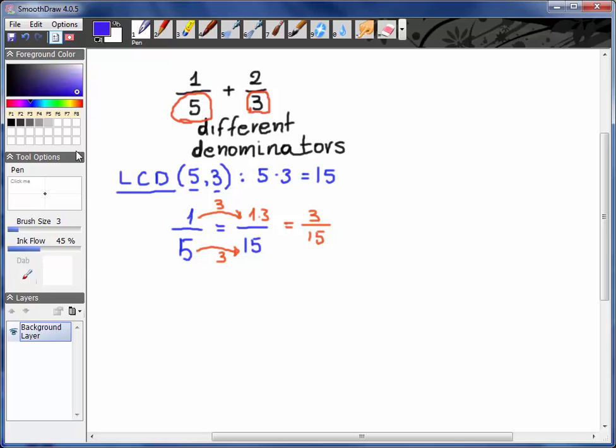You do the same for the second fraction. You start with 2 over 3. And you want to change this fraction to an equivalent one with denominator 15. How do you change the 3 to 15? You multiply it by 5. You do the same at the numerator. You have to multiply this by 5. So the result will be 10. So basically you have 10 over 15. These fractions are equivalent to the initial ones.